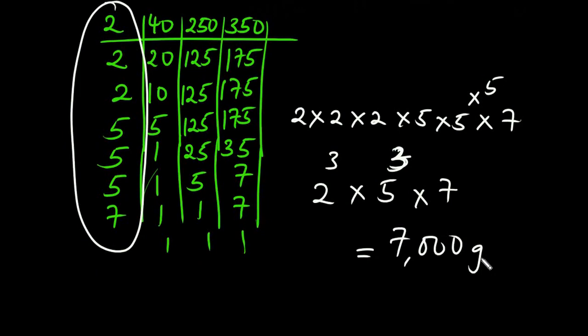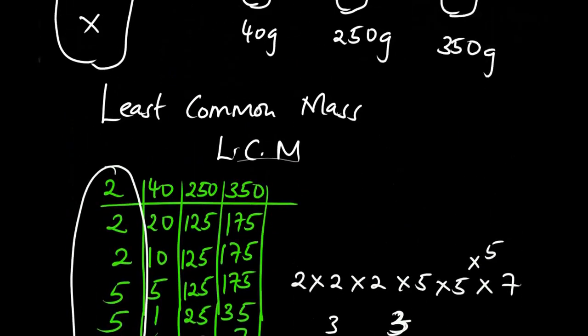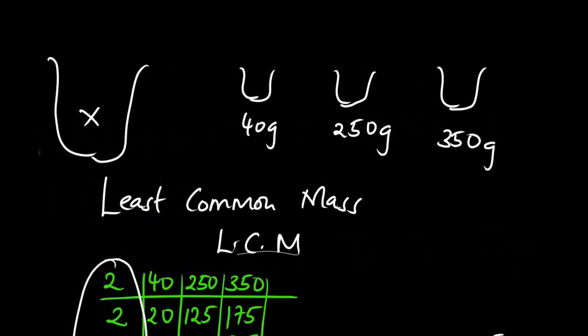So the least mass of the tea leaves in that bag should be 7,000 grams. Just to confirm whether we did the correct thing, if we go back to where we were repacking our mass, we have found out that the mass of this bag is 7,000 grams. So if the retailer is to repack into packets of 40 grams, let's see whether there will be any remainder. As we said, there should be no remainder.